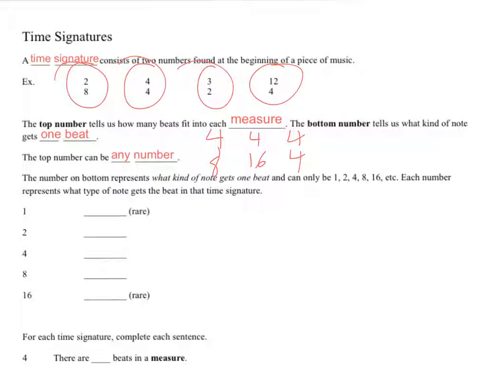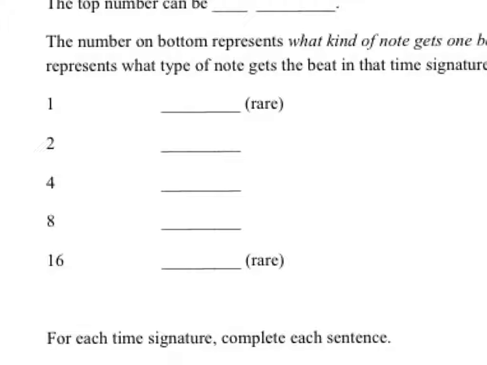The number on the bottom represents what kind of note gets one beat and can only be 1, 2, 4, 8, 16, and so on in that pattern. Each number represents what kind of note gets the beat in that time signature, or what kind of note receives one beat. The bottom number is kind of a code that we have to learn to translate into what kind of note gets one beat. The most common bottom number is 4.